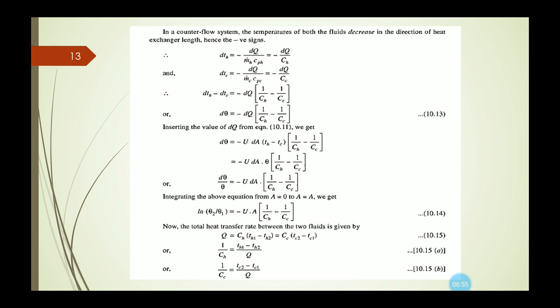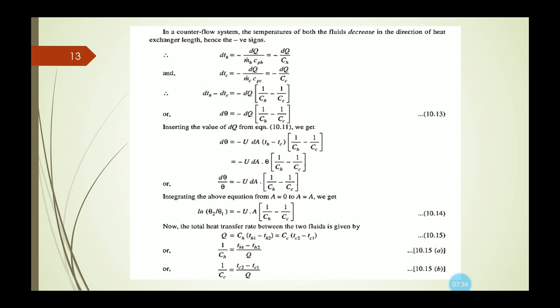Now if we integrate this equation from A equals 0 to A equals A, for the limit of the area, then after some steps and doing the integration within this limit 0 to A, we will get that ln theta 2 by theta 1 is minus UA (1 by Ch minus 1 by Cc). So this U is the overall heat transfer coefficient between the hot and cold fluids, and capital A is the effective heat transfer area here. So this is equation 10.14 that we are getting now.